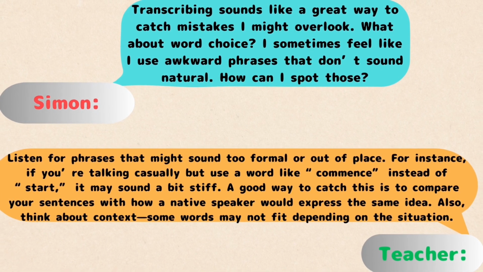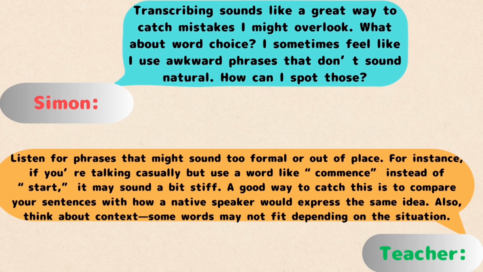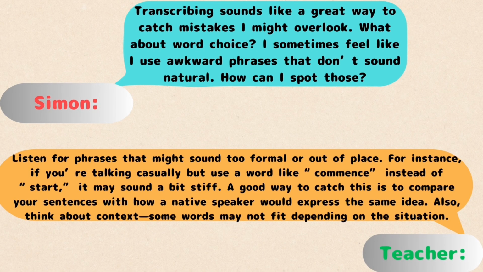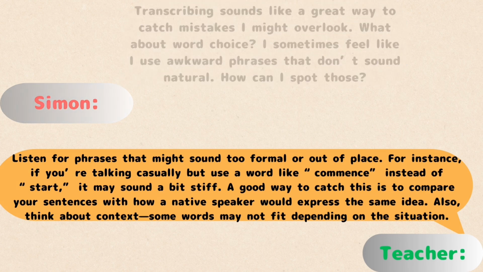What about word choice? I sometimes feel like I use awkward phrases that don't sound natural. How can I spot those? Listen for phrases that might sound too formal or out of place. For instance, if you're talking casually but use a word like commence instead of start, it may sound a bit stiff. A good way to catch this is to compare your sentences with how a native speaker would express the same idea. Also, think about context. Some words may not fit depending on the situation.